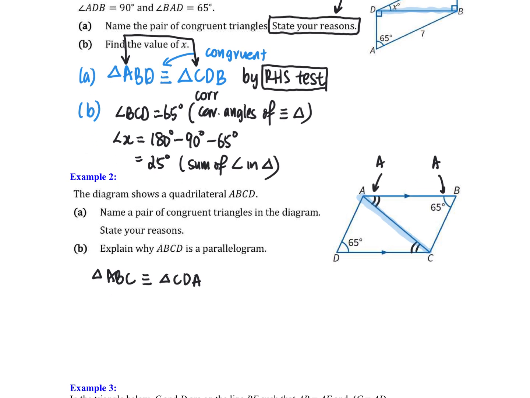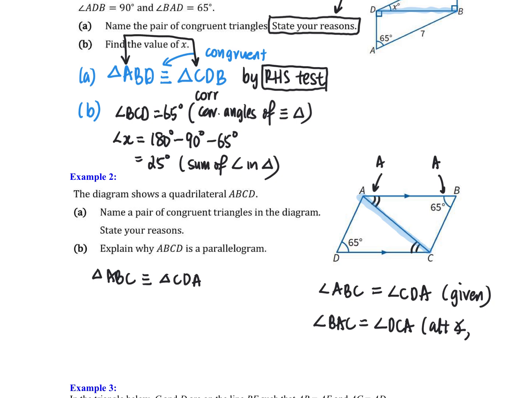So let's write it down. Angle ABC is equal to angle CDA. So this is given. The question gives you 65, given. Not everything is given, some you found. So like the second angle, BAC is equal to angle DCA. This is not given. This is alternate angles, AB parallel to CD.